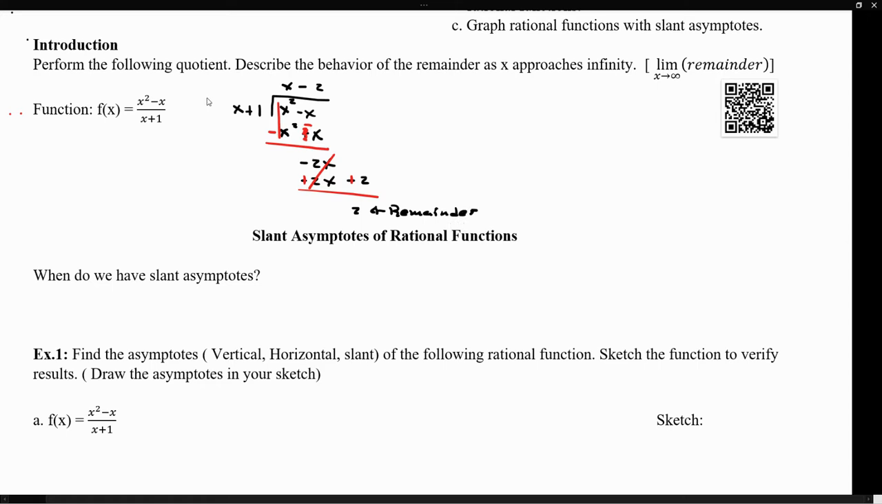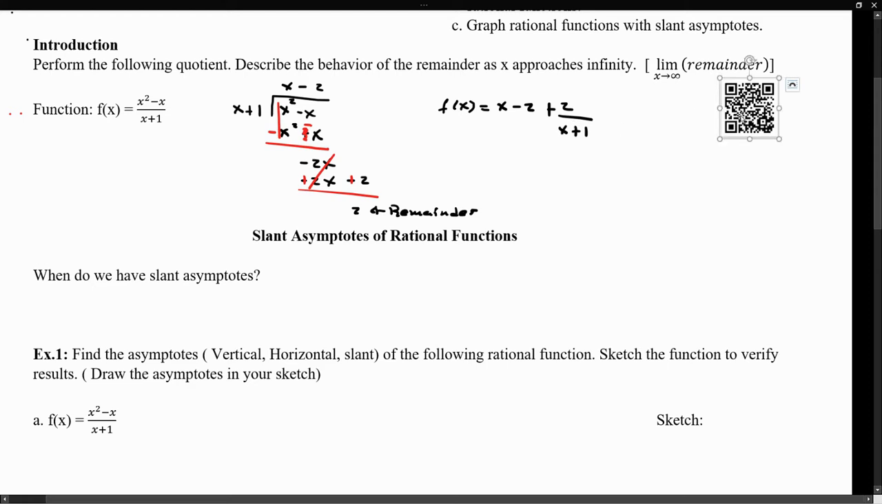And since we have a remainder, we know that x plus 1 is not a factor of x squared minus x. So what we can do now is rewrite our function by the result that we got on top of the division, x minus 2, plus the remainder, which is 2, divided by what we needed to divide by, which is x plus 1. So to get this expression, all we did was take the result from the long division, x minus 2, and add the remainder, which is 2, over what we needed to divide by, which is x plus 1.